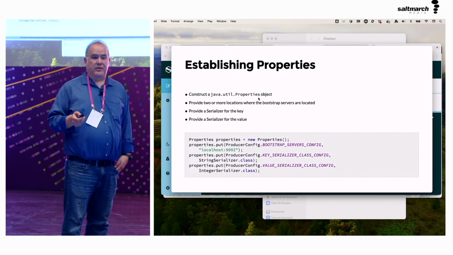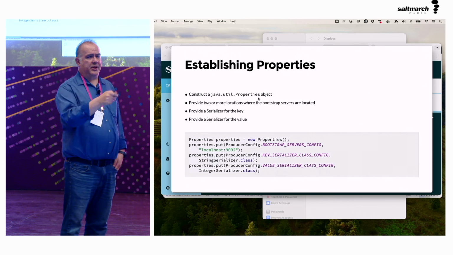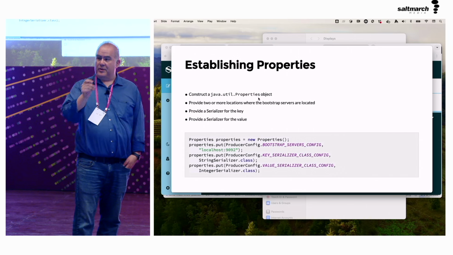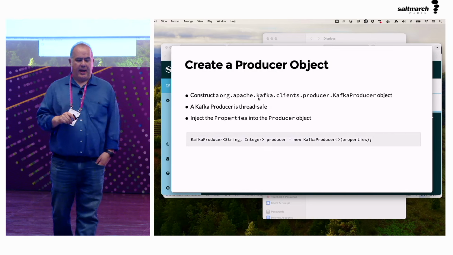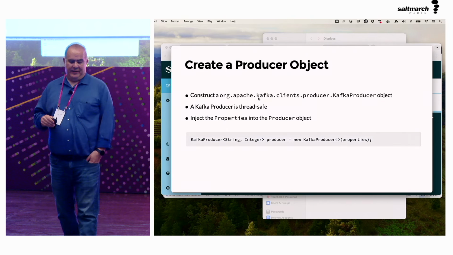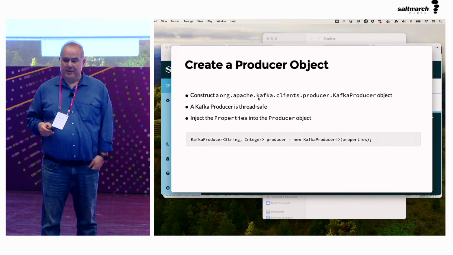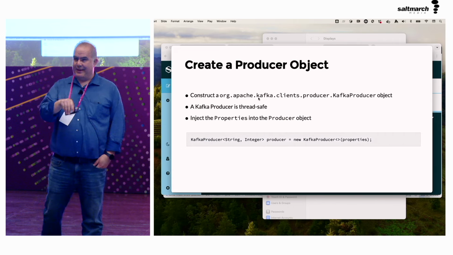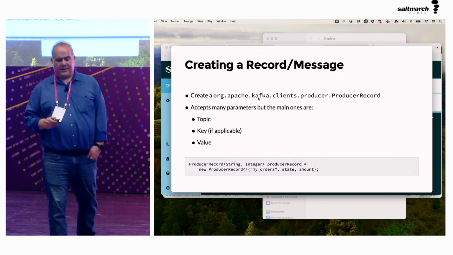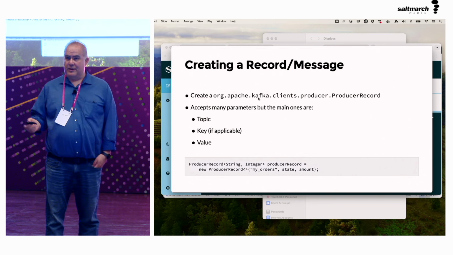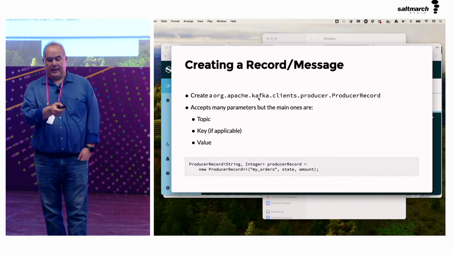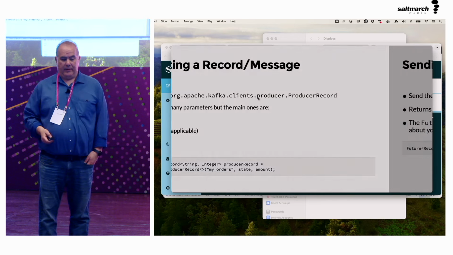Key serializer, value serializer. How do you take an object like a string or an integer and convert that into the ones and zeros so you can store it in Kafka? That's what that means. We'll create the producer object. We know what this means, and we have the parameterized types string and integer that represent the key and the value. Easy peasy. Next, producer record. That too is genericized. You give it the topic, you give it the key, and you give it the amount.